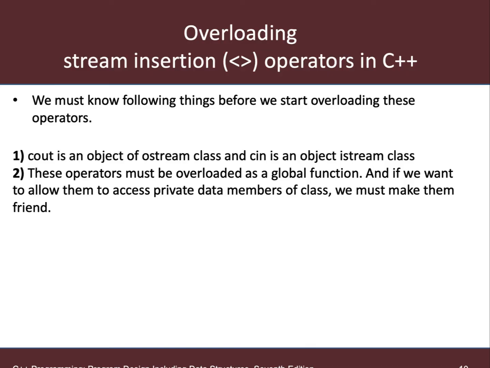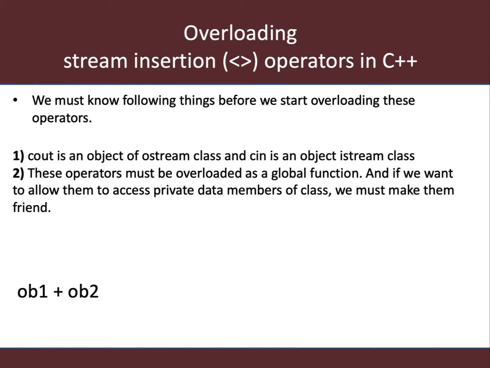Before you start overloading the stream insertion operators in C++, you should remember that cout is an object of the output stream class, and cin is an object of the input stream class. So when you define the data types, those data types should be ostream or istream. Also remember that these operators must be overloaded as global functions, and if we want to allow them to access private data members of the class, we must make them friends. So they cannot be defined within the class, they have to be globally defined, and therefore you have to make them a friend of the class.